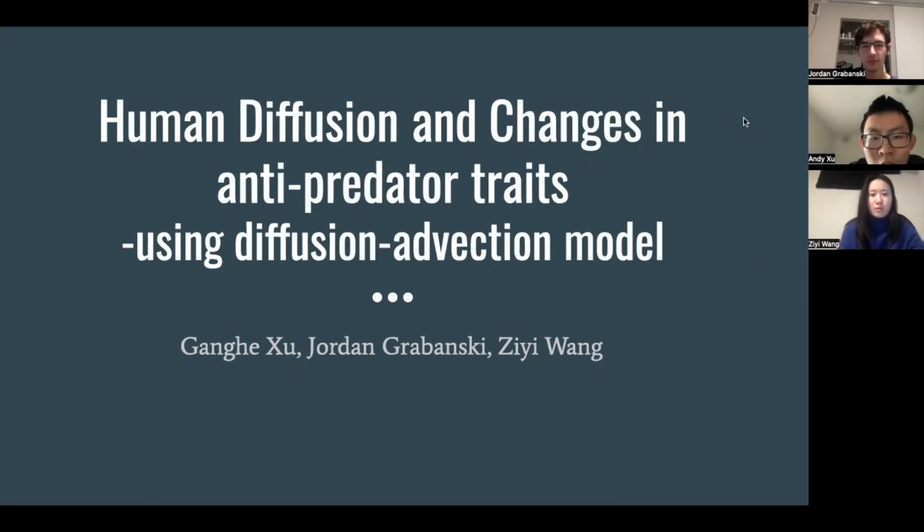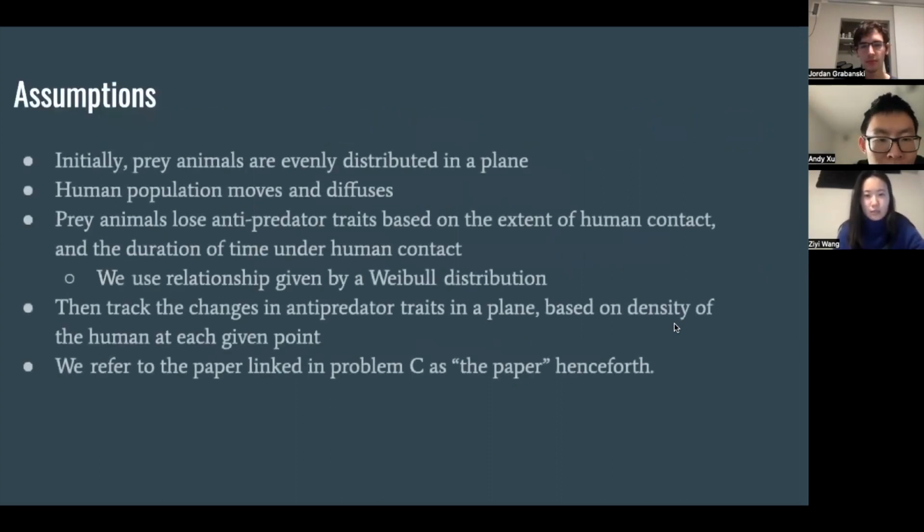So we chose problem C, and our project is studying the relationship between density of human population at a location and the loss of anti-predator traits in the prey animals. Generally, we assume that prey are evenly distributed in a plane initially, and humans move in and diffuse throughout that plane. Also, we use a Weibull distribution to model the assumption that prey lose anti-predator traits based on the extent of contact with humans and the duration under human contact. And then we track the changes in anti-predator traits based on density of humans at each given point.